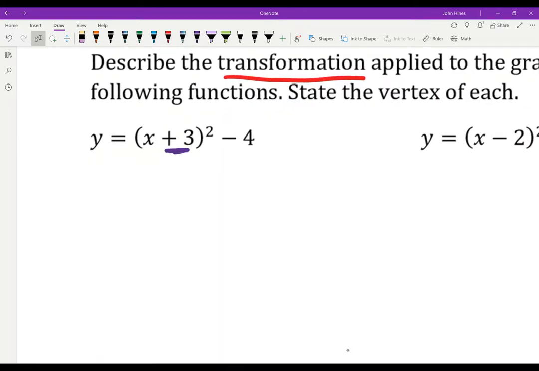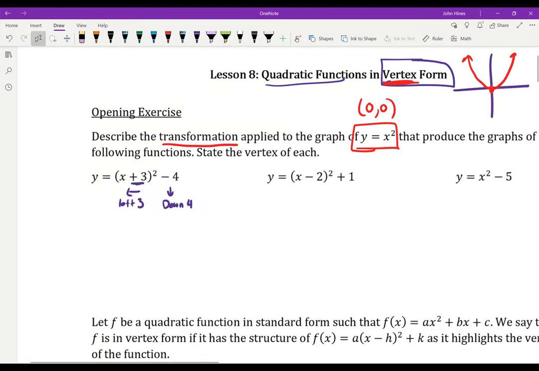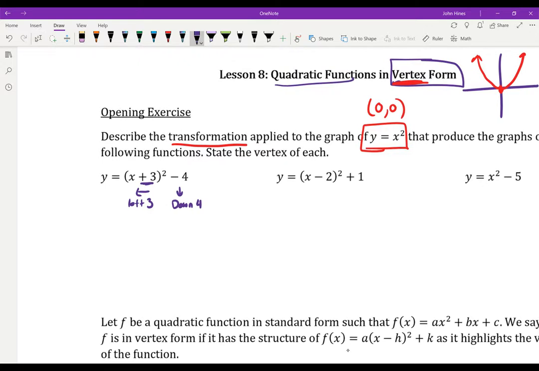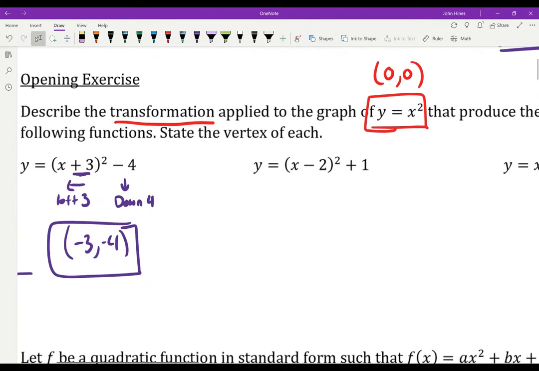This is inside, so I see a plus 3, but I need to think the opposite. So I'm going left 3. And I see a minus 4 on the outside, so I'm going to go down 4. Thinking of my transformations, I started at (0, 0), and I moved left 3, down 4. So there's my new vertex. My new vertex is at (-3, -4). Knowing these transformations can tell us the vertex just by looking at this equation.